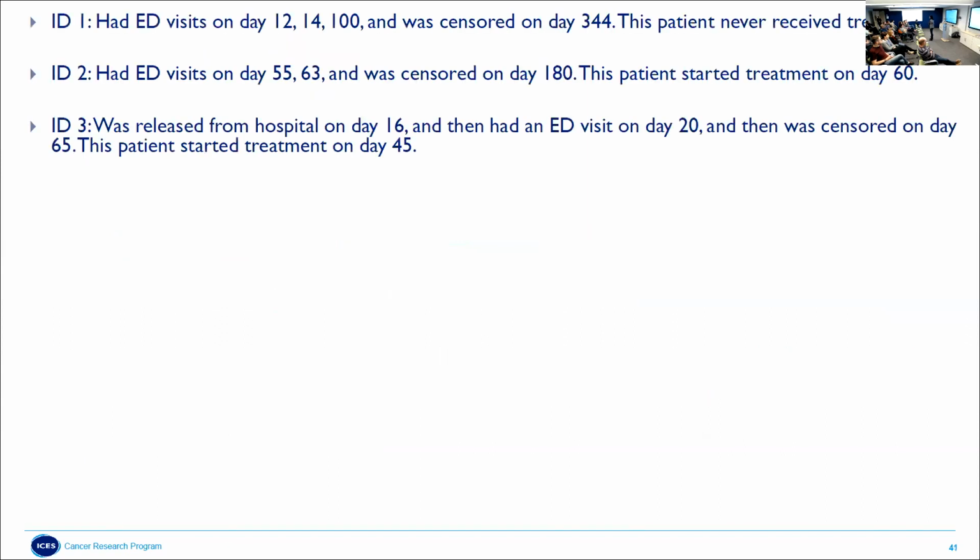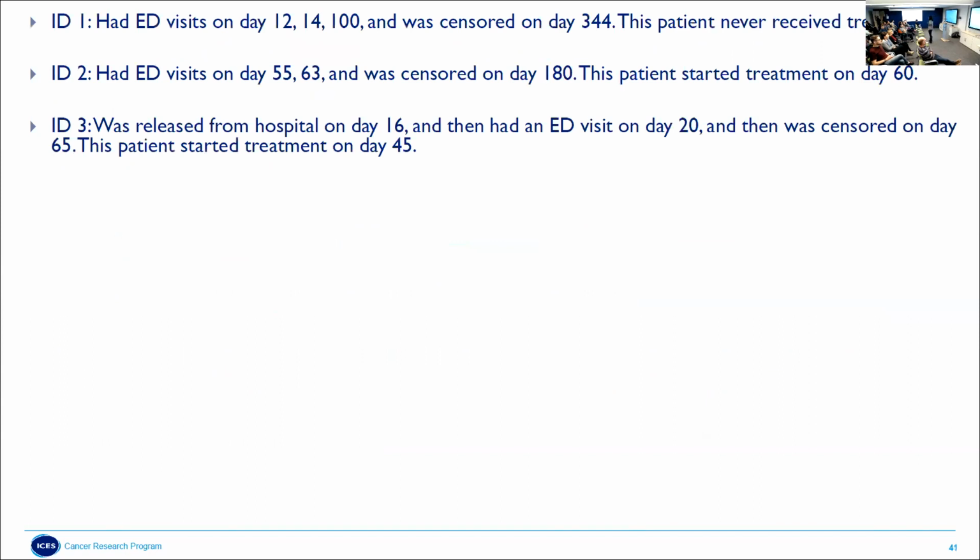So let's just look at three patients, a hypothetical case. Patient 1 had ED visits on days 12, 14, and 100, and then they're censored on day 344. They never received any treatment.